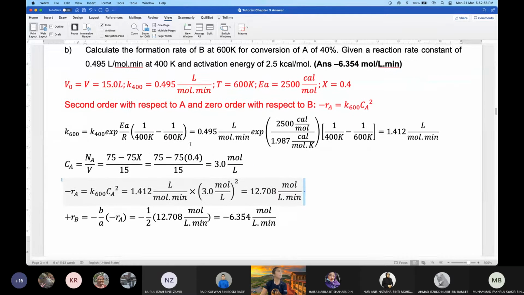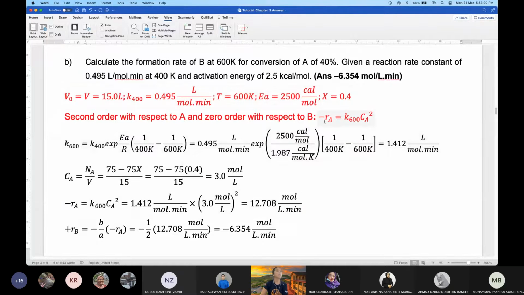So the rate law becomes minus RA equals K CA to the power of 2, we no longer write CB to the power of 0, with K at 600 Kelvin. So now you have deduced the rate law, as shown in the one that I highlighted. Let's find them one by one. To find minus RA, we need to find K, we need to find CA, and square it. So first of all, K.